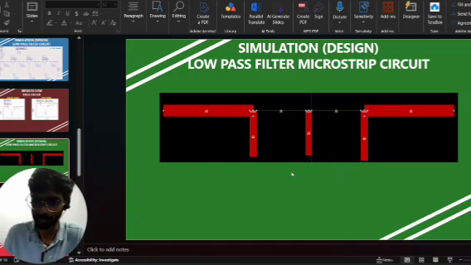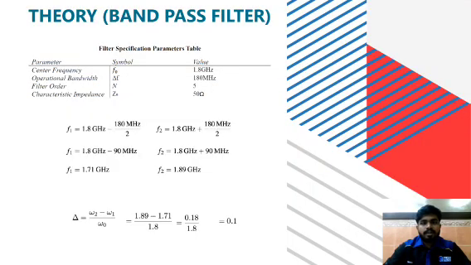Band pass filter. The filter was designed with a center frequency of 1.8 GHz, bandwidth of 180 MHz, fifth order Chebyshev equal ripple response. Unlike the LPF, the band pass filter uses only lumped components.